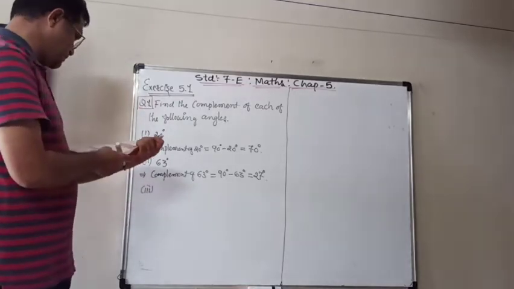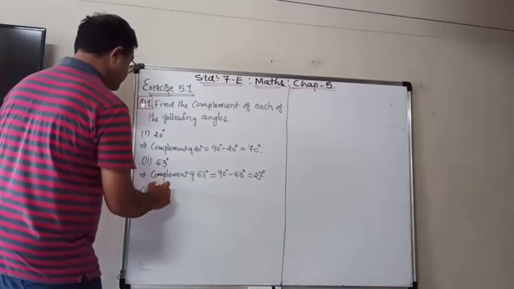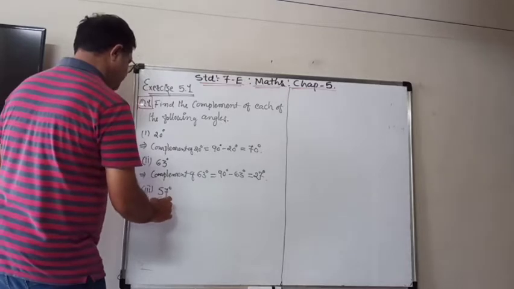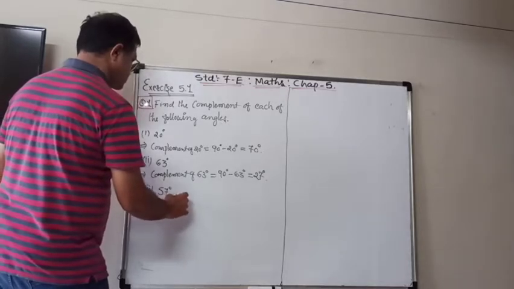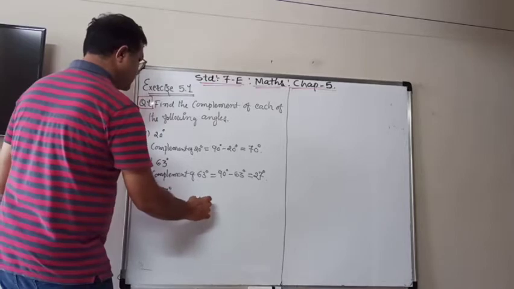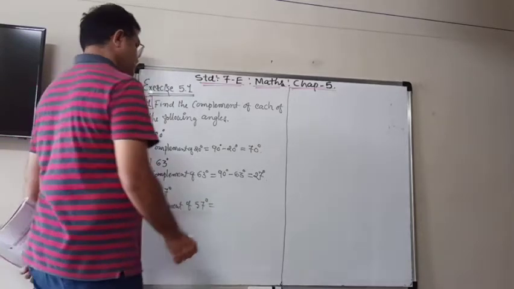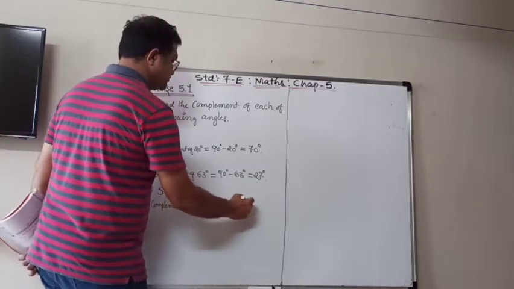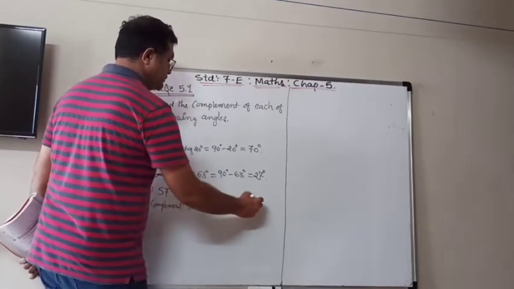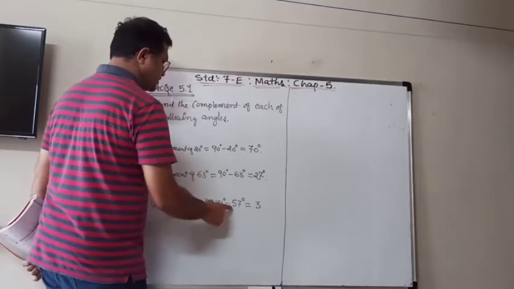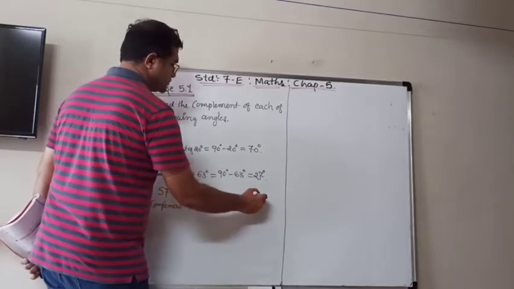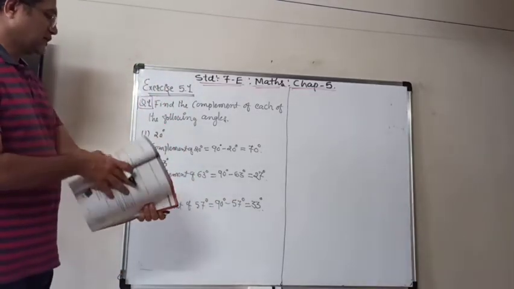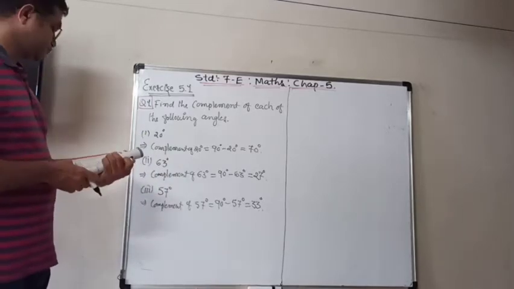Now the third angle is 57 degrees. So complement of 57 degrees. Same, we have to do 90 minus 57 degrees. 10 minus 7 is 3. 8 minus 5 is also 3. So the complement of 57 degrees is equal to 33 degrees.